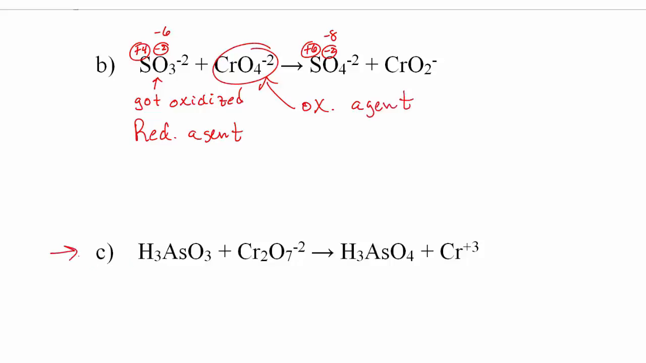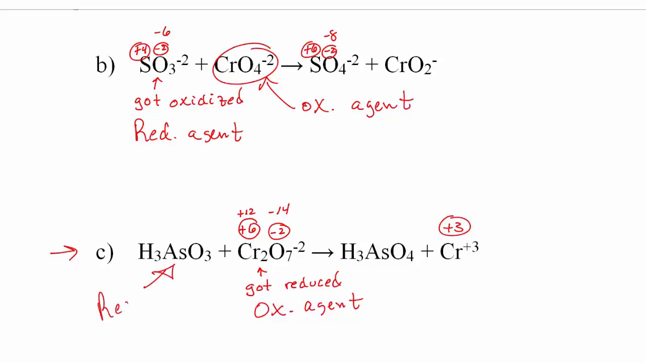Okay, how about this one? Notice chromium on the product side is +3. So all we got to do is figure out what chromium is over here. Oxygen's -2. 7 times -2 is -14. Now I have 2 chromiums. Each one has to be a +6. Because 2 times +6 is +12. And a +12 and a -14 is -2. Okay, so this compound, it got what? It got reduced. So this is the oxidizing agent. This must be the reducing agent.